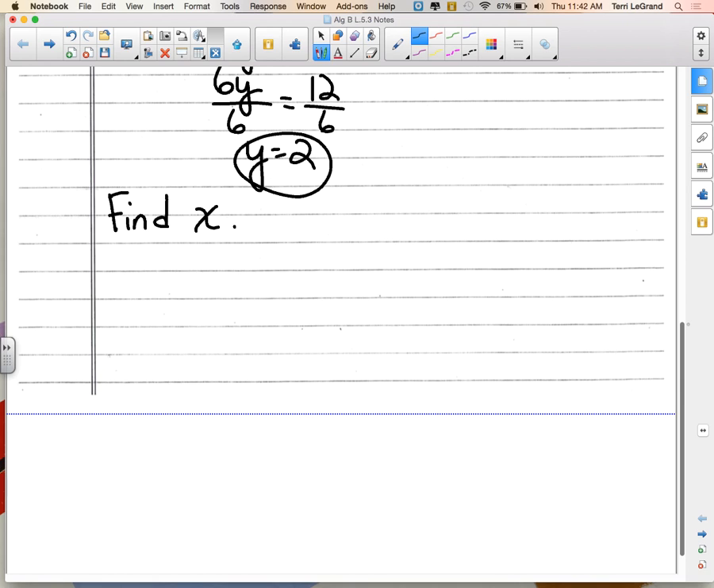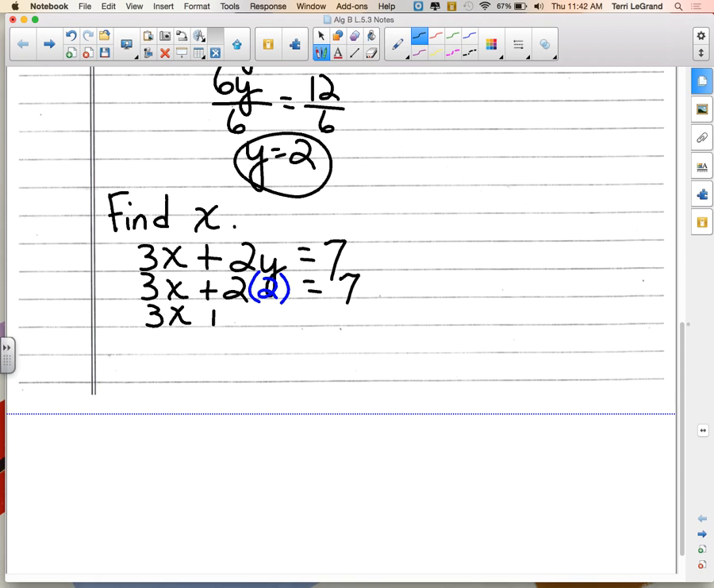Do you want to work with the one that has the negative in it, or do you want to work with the one that has all the positives? Me too. Okay, so we're going to do 3x plus 2y equals 7. Let's go ahead and substitute our y value into it. And you know how to do this, so go ahead. You finish, I'll finish. We'll see if we get the same answer, okay?